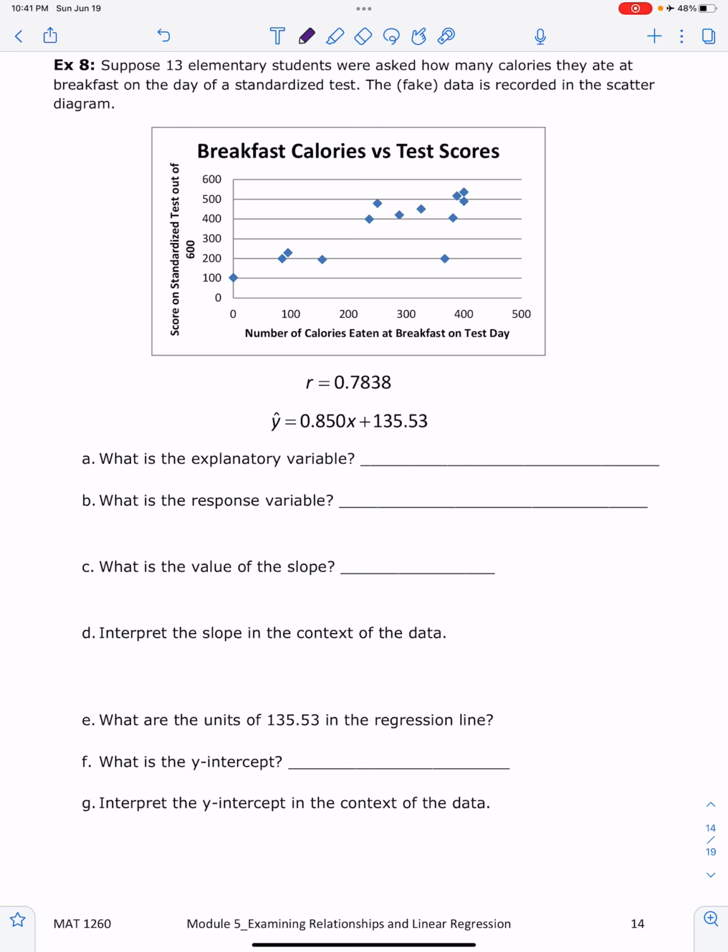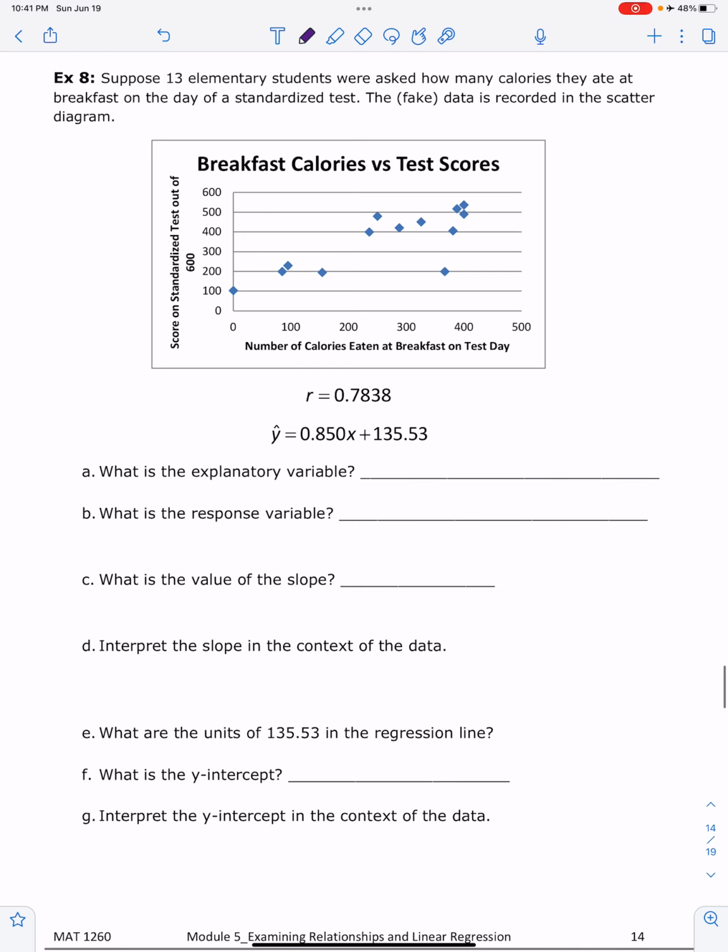Okay, here are the Module 5 notes, pages 14 and 15. We're going to crank out this whole example in one recording. So here's our example 8.